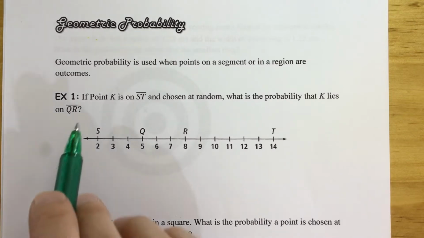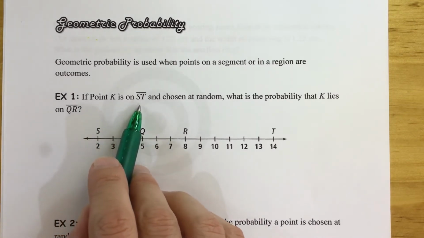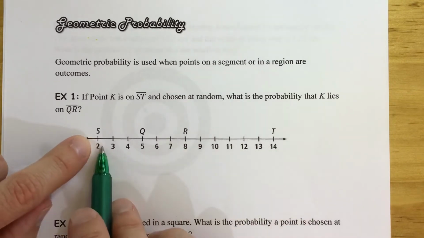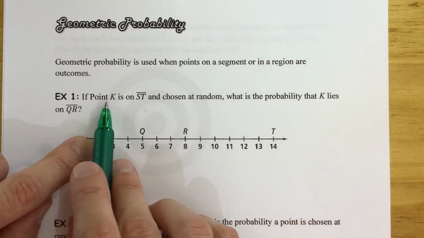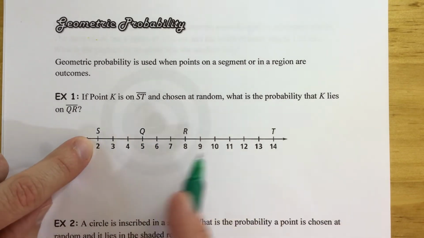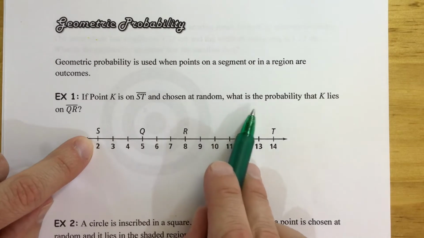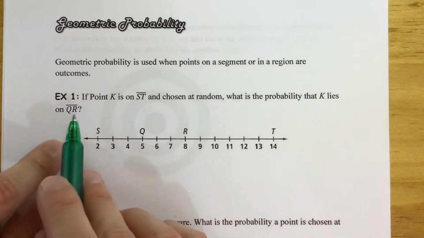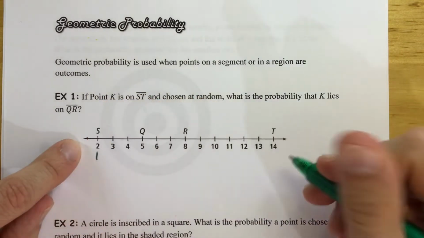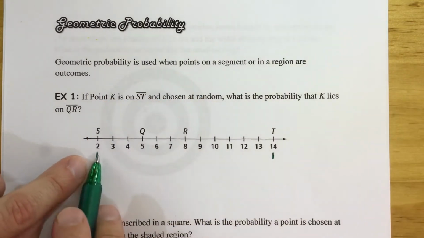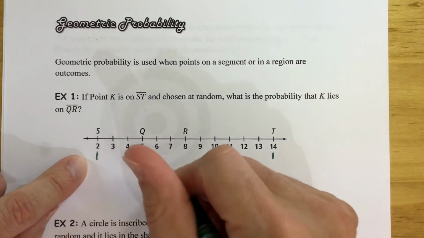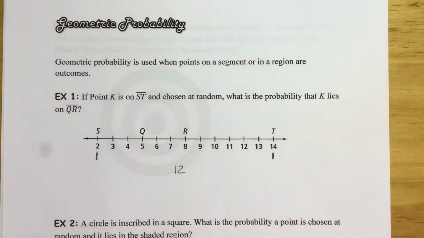Example number 1 says, if a point K is on ST, so we have a line segment that goes all the way from S to T, that's also 2 to 14. If point K is on ST and is chosen at random, we just randomly grab a point there, what is the probability that K lies on QR? So we've got all the way from here to here available, which is a total of 12 units. You can get that by taking 14 minus 2. So you have a total of 12 units available.